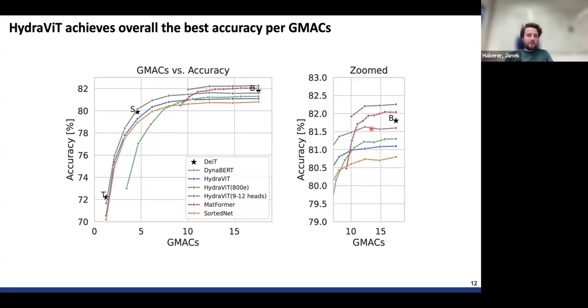But we argue this is mostly the case because they are restricted to this larger area. They don't change as much in the network. They are not that flexible. So we did another test where we constrained HydraViT to just go for 9 to 12 heads. So we can see 9, 10, 11, 12 heads, the 4 dots at the top. And then we have a similar range as Matformer with respect to GMACs, but we do beat them on accuracy by quite a bit. So we argue that our approach is more efficient. Yes, they do have more models in between, but they are not that useful.